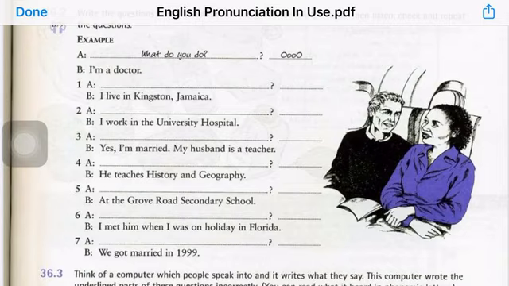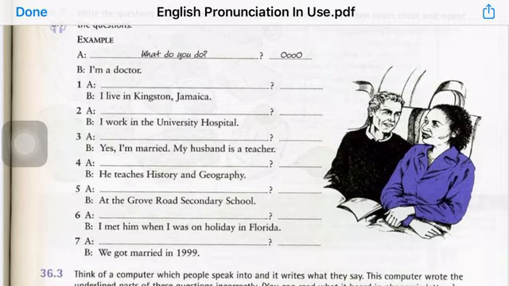Number 5, we have the sentence at the Grove Road Secondary School. It would be an answer for the question like, where does he teach? And we also have a strong, weak, weak, strong stress pattern, because where is strong, does, auxiliary, weak, he, pronoun, weak, and then teach is a verb, should be strong. So we have strong, weak, weak, strong.